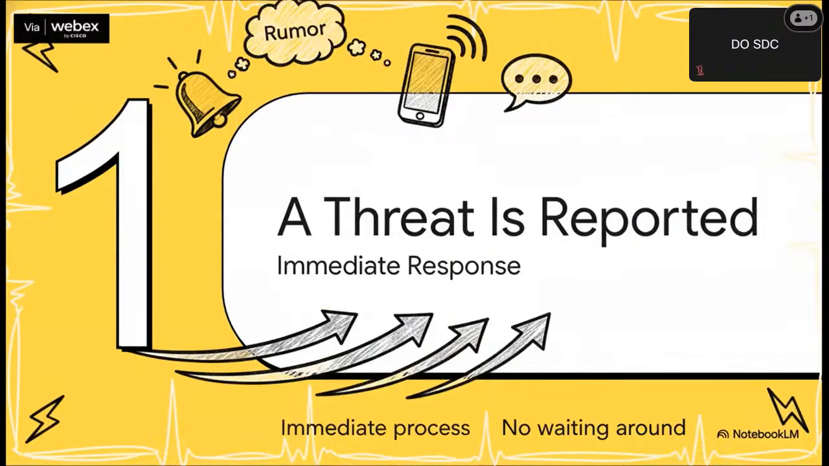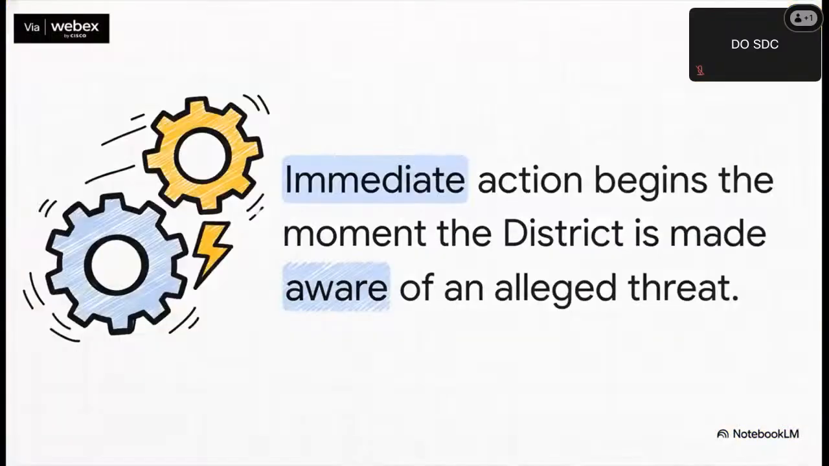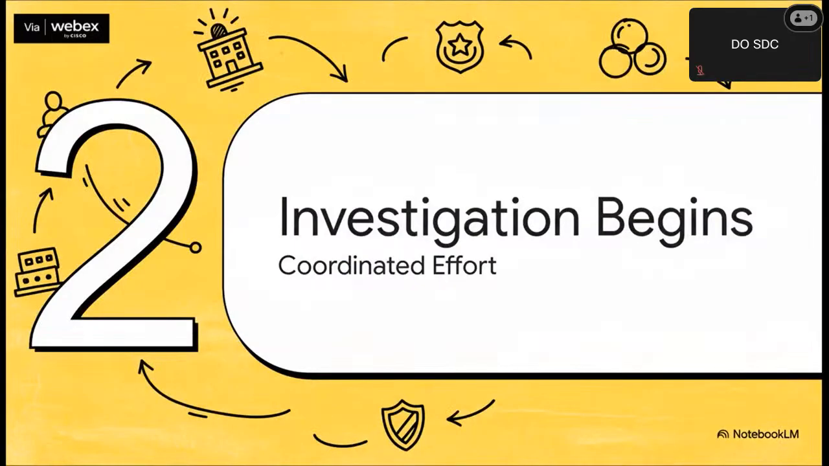And this right here is the most crucial first point. The whole system is built for speed and seriousness. The instant the district gets word of a situation, the gears start turning to figure out what's going on and manage any potential risk. So what does that immediate action actually look like? Well, it's not just a school principal making a couple of phone calls. As you're about to see, it's a coordinated effort that pulls in multiple agencies right from the get-go.